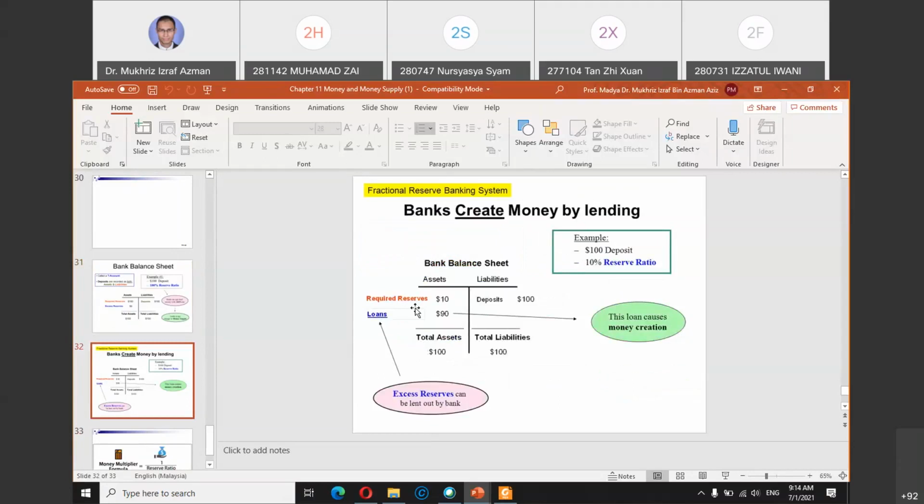Required reserve is the minimum reserve that a bank must keep. Required reserve means this is required by the law, by the Central Bank of Malaysia. So it's like the minimum money that the bank needs to keep in the bank. Once you exceed the required reserve, you call it excess reserve. Excess reserve can be used as loans, meaning they can give out the money to the public, to the customer, as loans.